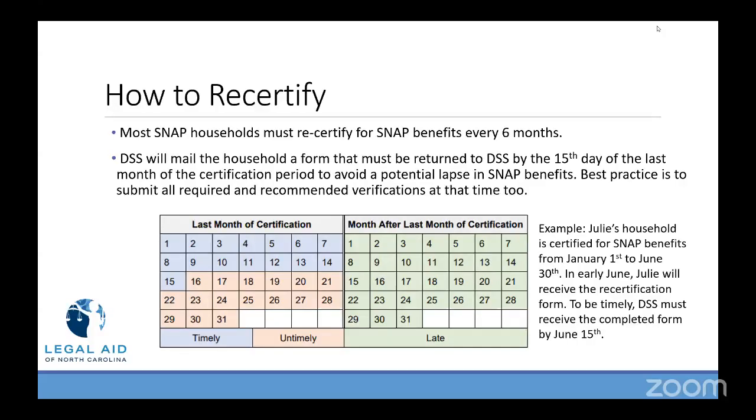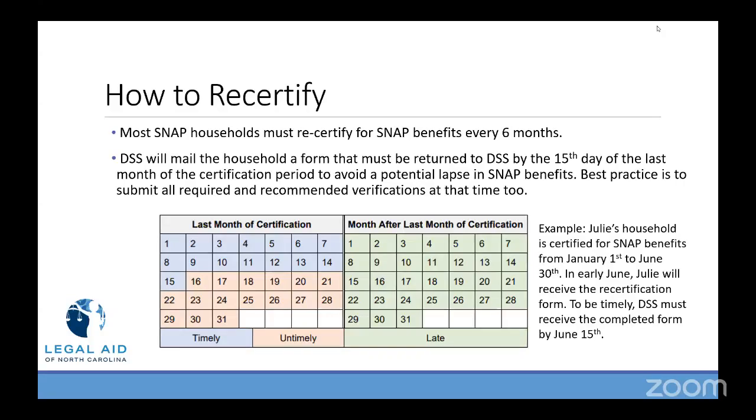So if you mail it on the 15th, even though it's postmarked the 15th, it's still going to be considered untimely because it wasn't actually in DSS's possession. So you do have the option to provide it in person or put it in a Dropbox at DSS instead of mailing if you're concerned about that. So you can see here, if it's received by the 15th, it's timely. If it's received by the end of the last month of certification, it's untimely, but can still be processed. And then it's late if it's received in the month after the last month of certification.